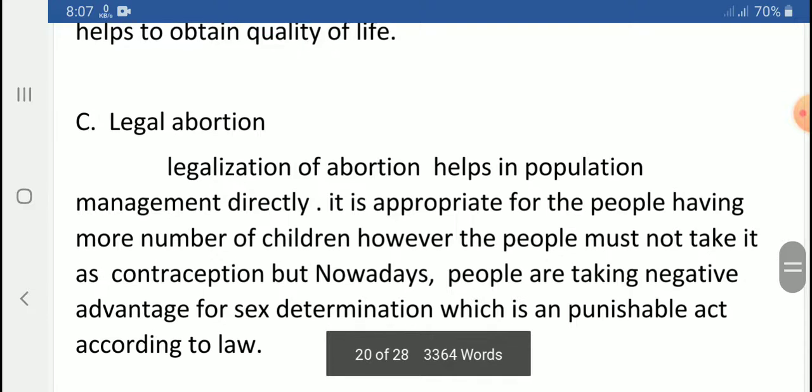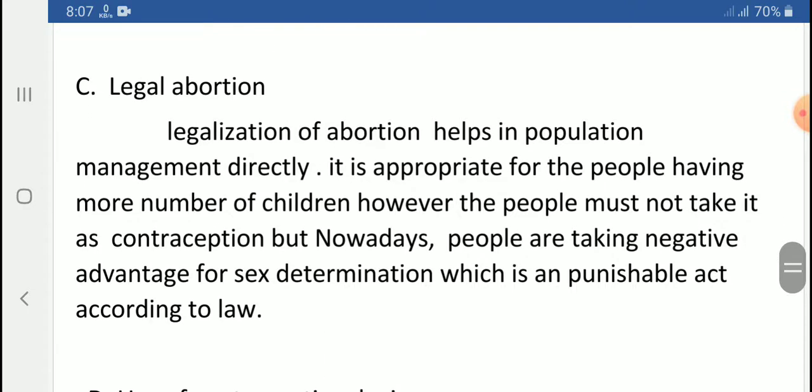And legal abortion. Legalization of abortion helps in population management directly. It is appropriate for people having a larger number of children. However, people must not take it as contraception, and nowadays people are taking negative advantage of it for sex determination, which is a punishable act according to the law. For couples who already have the desired number of children, if pregnancy occurs accidentally, legal abortion helps terminate that pregnancy and maintain the family size, and hence it helps manage the population.